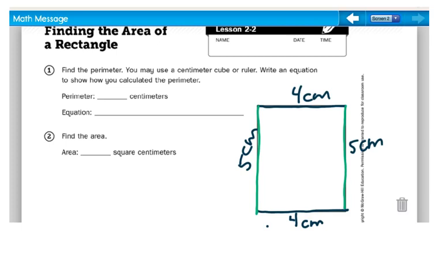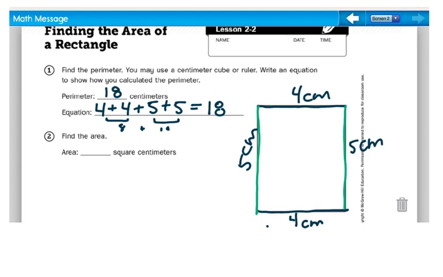If I'm going to find the perimeter, I would go ahead and add all of the sides. So the equation would be 4 plus 4 plus 5 plus 5. 4 and 4 is 8. 5 and 5 is 10. If I add those two together, I get 18. The perimeter is 18.